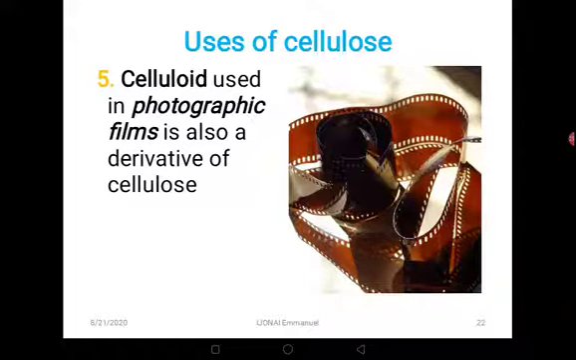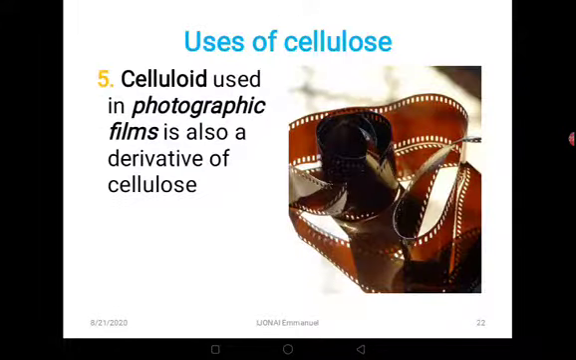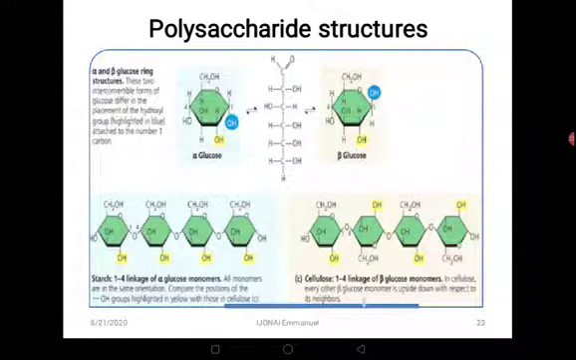Then there is celluloid, which is used in photographic films. It's a derivative of cellulose as well. You must have seen such films. As we grew up, we used to have cameras that had such films. Those films have an active component called celluloid, which is a product of cellulose. So cellulose is therefore very important.